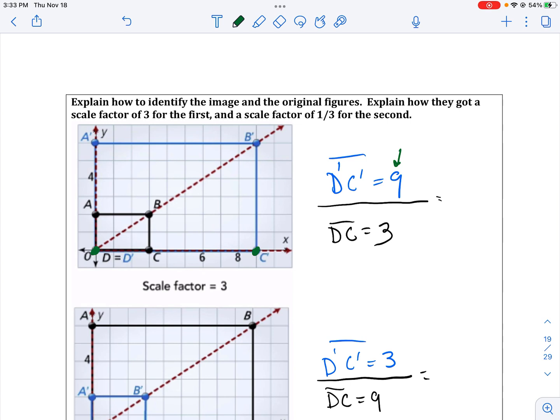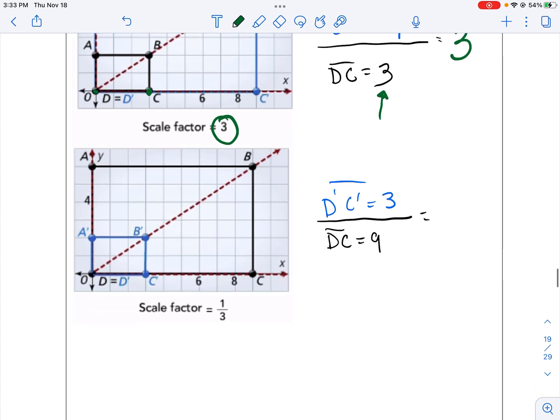And then you do the original shape, its corresponding side. So we did D prime to C prime. So the original would be D to C, which is 3 units long. So that's how we got the 3. It is always the length of the image divided by the length of the original. That's how we find the scale factor. So 9 divided by 3 is just 3. So that's how we get a scale factor of 3.